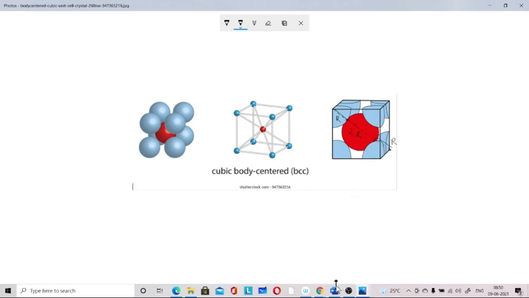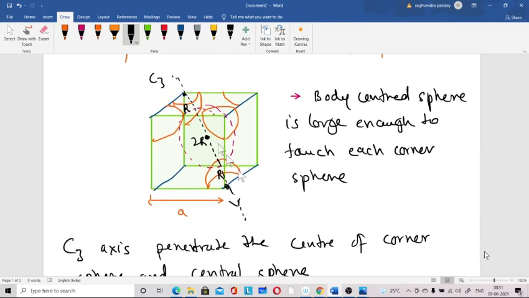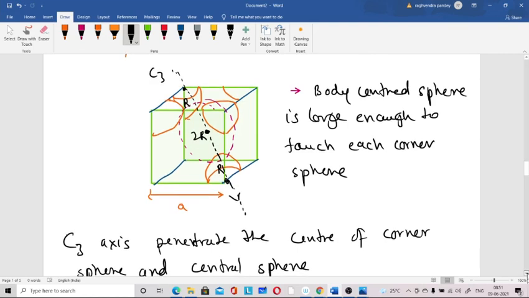So we can write this as: here this is your R, then this is your 2R, and this is your R, assuming that all spheres are of the same radius. We will take different radii later. So that is your R, 2R, and R.